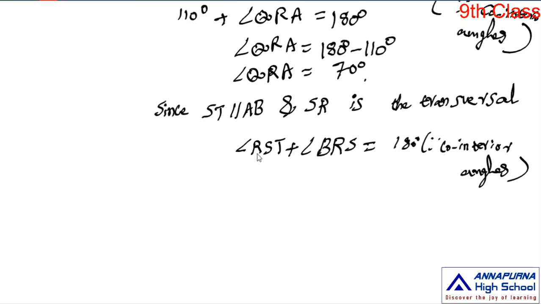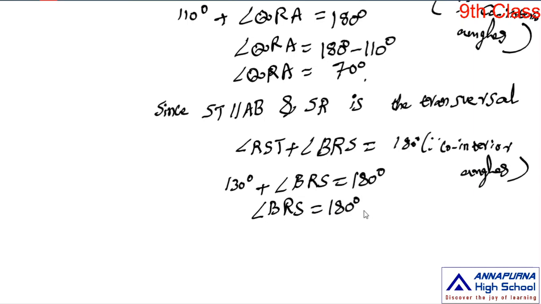Substitute angle RST is equal to 130 degrees, given. 130 degrees plus angle BRS is equal to 180 degrees. So transpose the 130 degrees to right side. So angle BRS is equal to 180 degrees minus 130 degrees. Therefore, angle BRS is equal to 50 degrees.